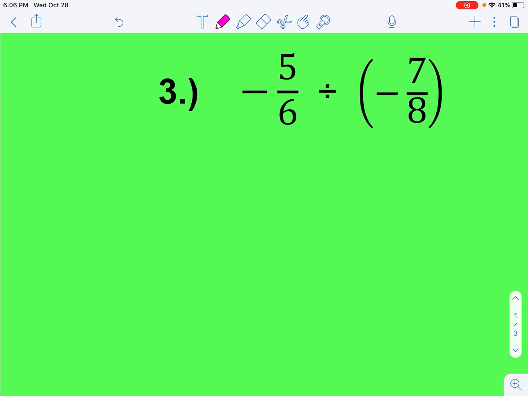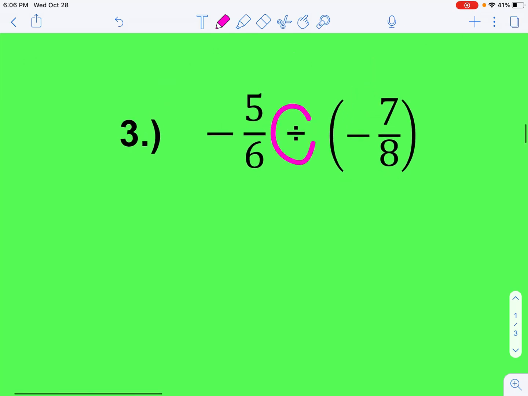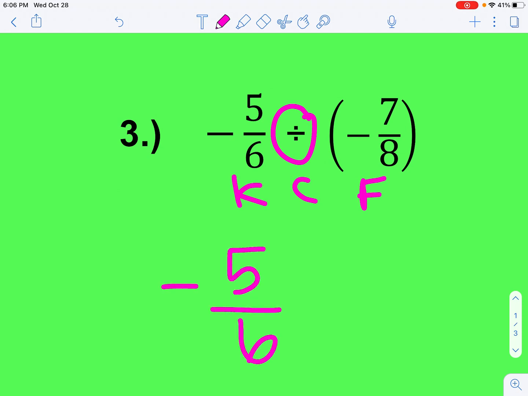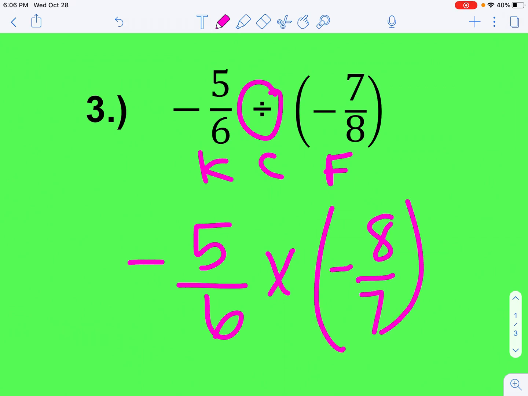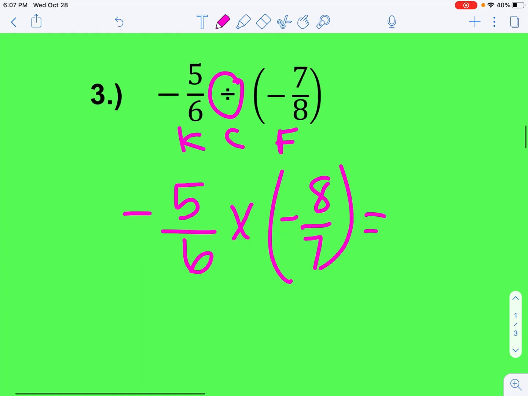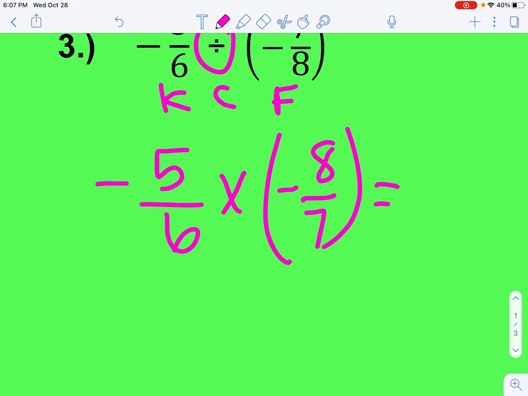Alright, number 3. We are doing -5/6 divided by -7/8. So again, we're dividing, so we do keep, change, flip. I keep my first fraction, which is -5/6. Change my divided sign to a multiplied sign. Change my -7/8 to a -8/7. Alright, so now I am taking a negative times a negative. So if you look back at the chart, our answer is going to be a positive.